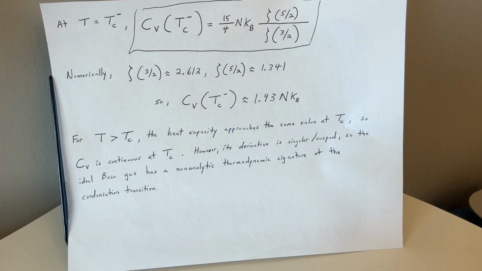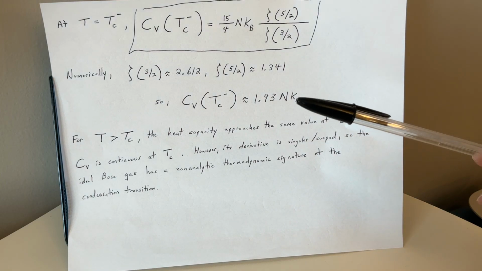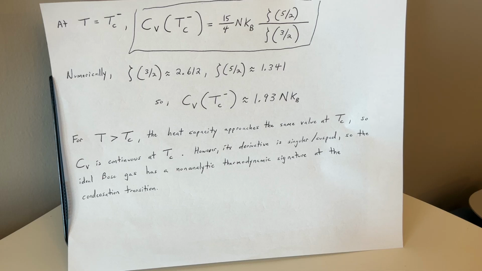And numerically, zeta 3/2 is about 2.612, and zeta 5/2 is about 1.341. And so C_V of T_C minus is about 1.93 N k_B. And so we could say for T greater than T_C, the heat capacity approaches the same value at T_C. So C_V is continuous at T_C. However, its derivative has a singular cusp. So the ideal Bose gas has a non-analytic thermodynamic signature at the condensation transition.